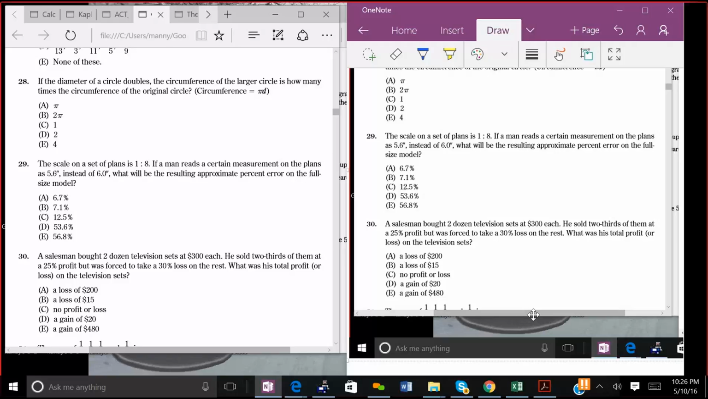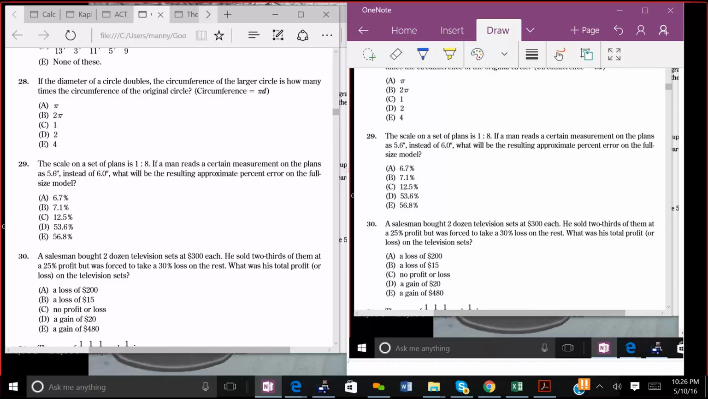Hold on a second. Isn't that the one you did? You said D for 28, right? Yeah. Now you're doing 29, right? Okay. You got it right. The 28 is right.